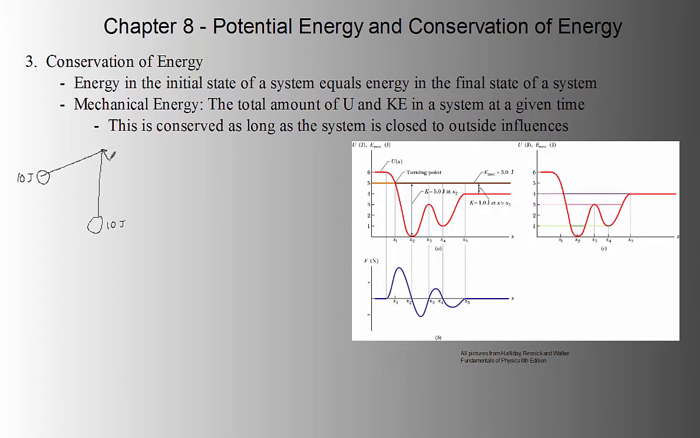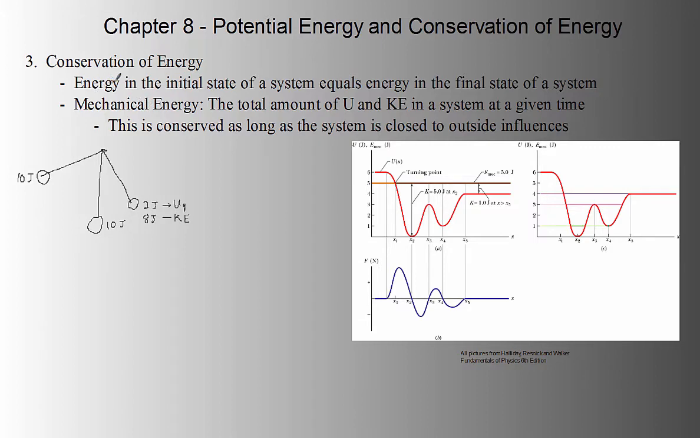Likewise, if it continues on up the other side, but it hasn't reached the same height as before, it may only have 2 joules of gravitational potential energy, UG, which means due to conservation of energy, it would have to have 8 joules of kinetic energy to add up to 10 total joules of mechanical energy. So that's a nice simple example of conservation of energy, introducing mechanical energy.